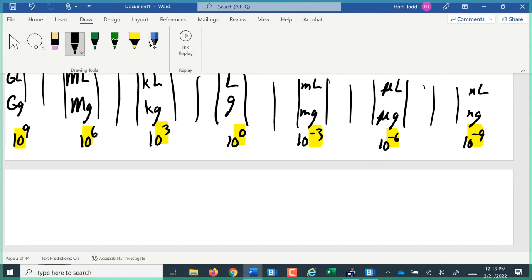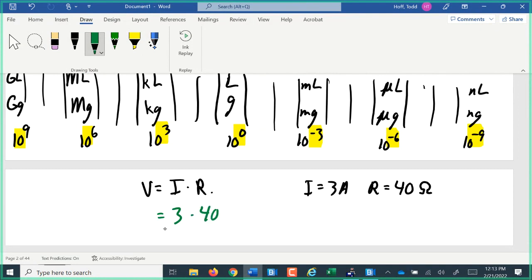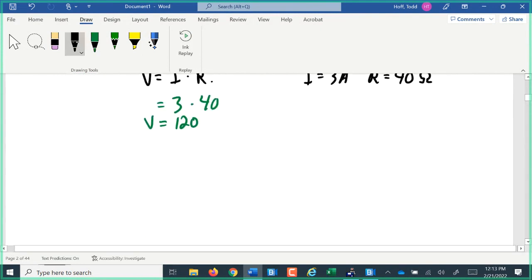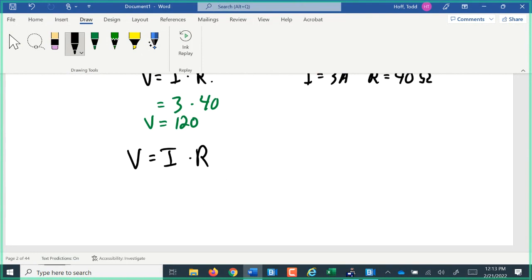So if I'm looking at, let's do an electricity calculation, where voltage is current times resistance. It's just fine if the current is something like 3 amps and the resistance is something like 40. Upside down horseshoe symbol is the symbol for ohms. Put that in there, 3 amps times 40 ohms gives me 120 for my voltage. Pretty simple. But in most cases, units aren't that simple. 3 amps is actually a lot of amps. Might be easier to find 30 milliamps. A resistance of 40 ohms is very small.